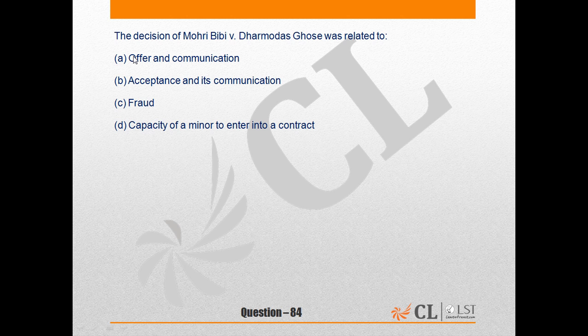Next, question number 84. The decision of Mohori Bibee versus Dharmodas Ghose is a very famous case, and this deals with the capacity of a minor to enter into a contract, making option D the correct answer.